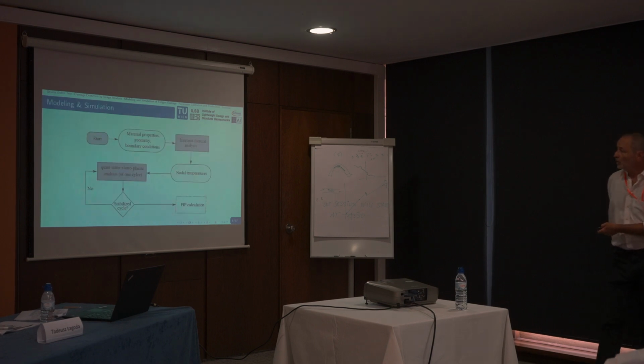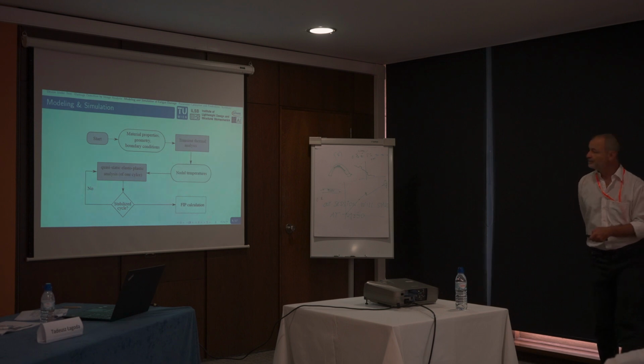What do we do in modeling? We do finite element modeling. We have the initial geometry, properties, everything. Then we run a transient thermal analysis to get the temperature field over time as a spatial distribution. And these nodal temperatures are then given as boundary condition to an elastoplastic analysis. We look for the stabilized cycle, and if we have this, we can compute the fatigue indicator parameter.